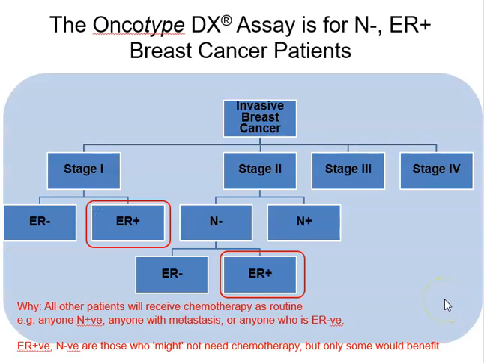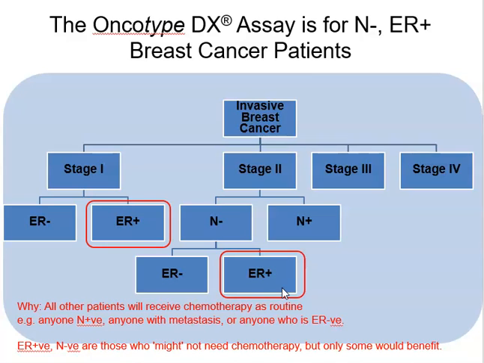Now what you have to remember, and maybe this slide would have been better early on, is that all of this work is only working on these two groups of patients highlighted in red. So here's your invasive breast cancer stages, stage 1 to 4, ER negative, ER positive. We're only dealing with stage 1 ER positives, stage 2 lymph node negative, ER positive patients. So those are the patients that we're dealing with.